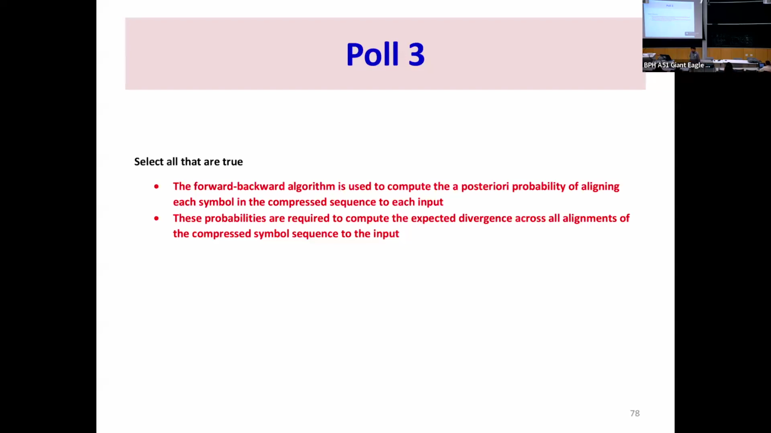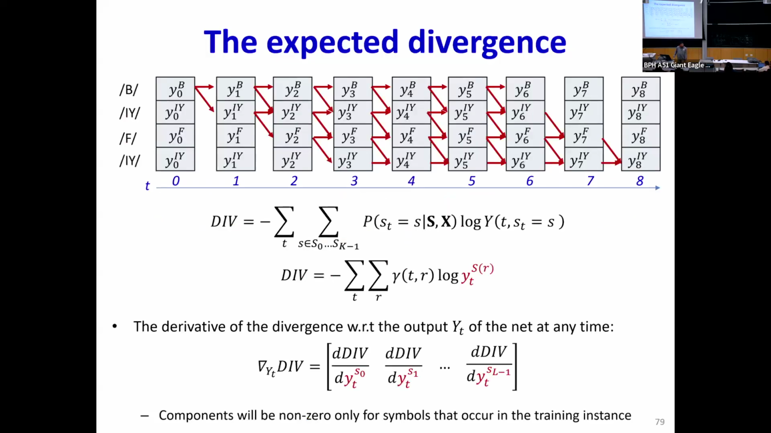So once you've done that, then I have my divergence defined. And once I have my divergence defined, I can actually compute the derivative of the divergence with respect to the output of the network at each time.